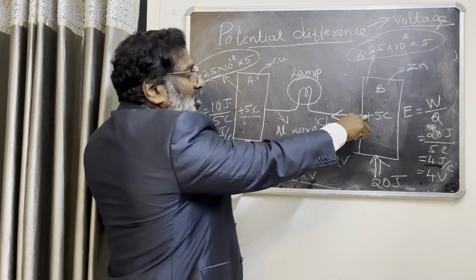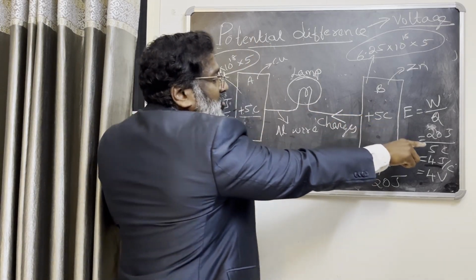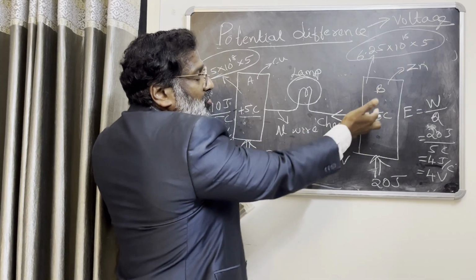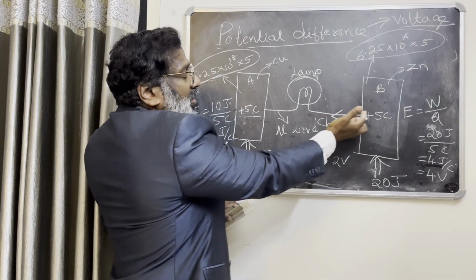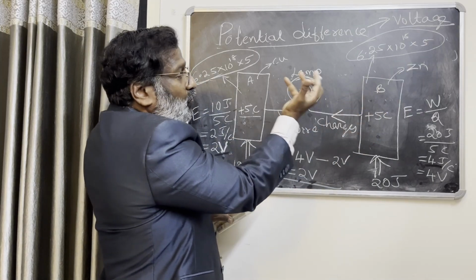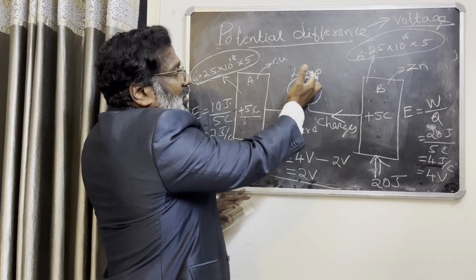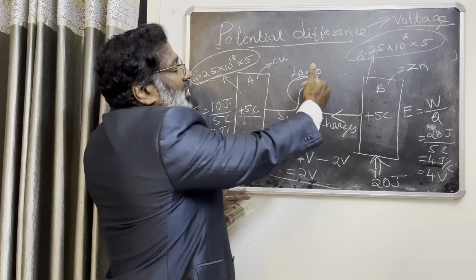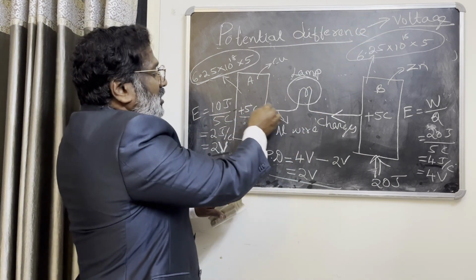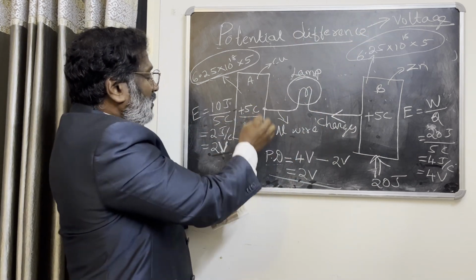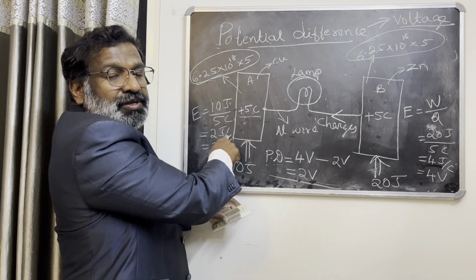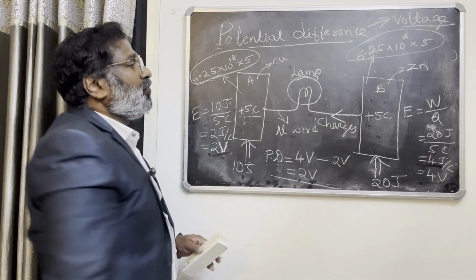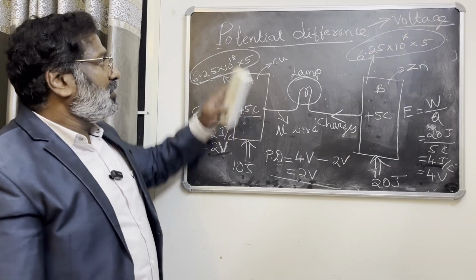So when the charge starts to flow from here, how much will be its energy? 4 joules. Each coulomb is having 4 joules of energy. It starts to flow with 4 joules. When it comes to the lamp, it spends 2 joules, which is converted to light energy. And once it reaches here, it will have 2 joules. Clear? And this directed flow of charge is called electric current.